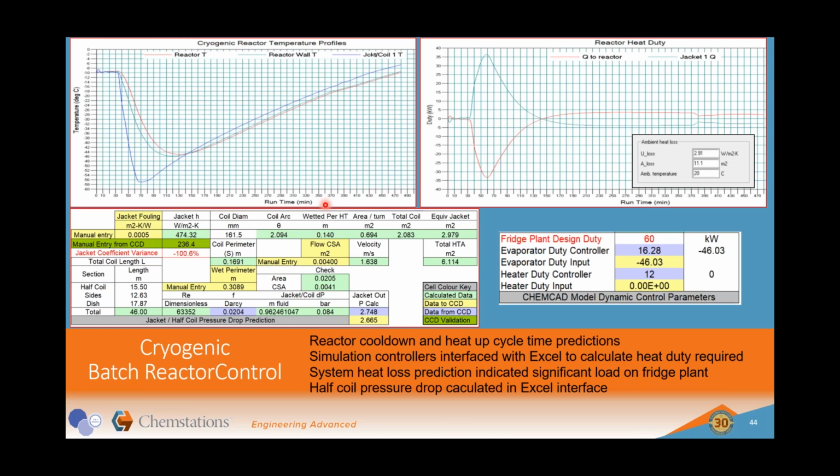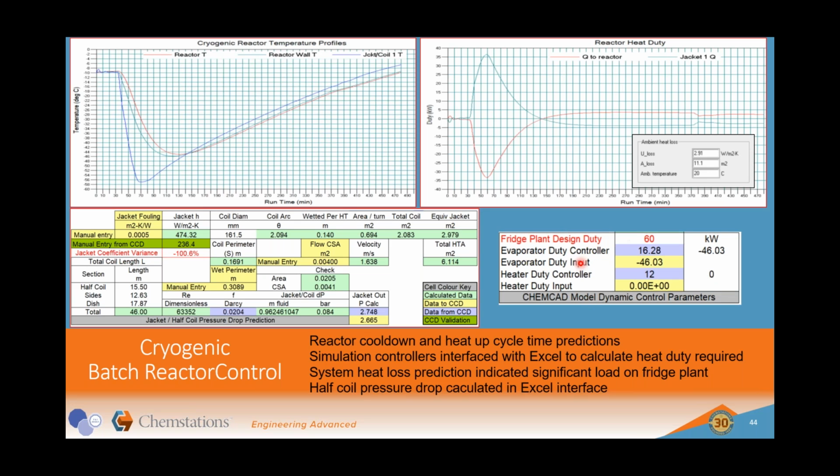And what I'm showing you here is the temperature profile. So this was cool down. This is the temperature of this Syltherm, and this is the contents and the wall temperature. This is showing you an indication of the duties. And one of the features which was quite powerful here was we could work out the ambient heat loss from the reactor. So we could set up the U, the area, and the ambient temperature. So we could set up the heat loss there.